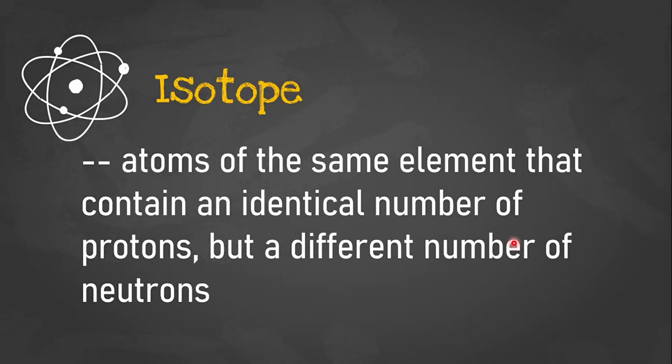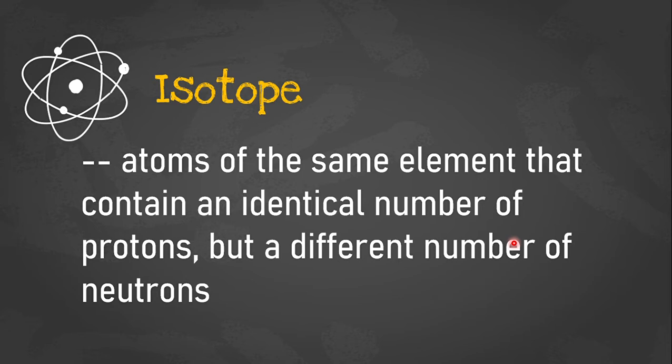Okay, so first, let us define what is an isotope. So, na-cover na natin ito sa pre-learning homework. I hope you are already familiar with the definition of isotope. So, an isotope refers to atoms of the same element that contain an identical number of protons but a different number of neutrons. So, again, similar atoms lang ito.